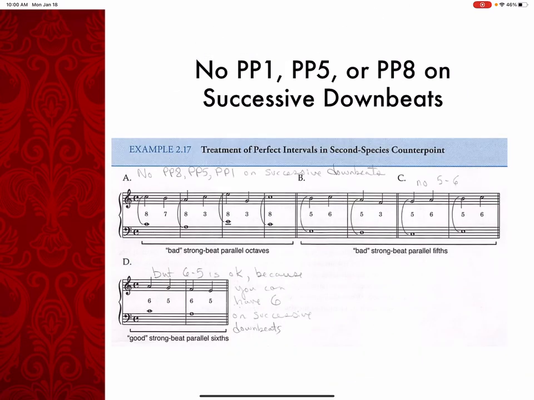Now, just as in first species, you cannot have PP1s, PP5s, or PP8s on successive downbeats. They are too strong. So in first species, letter A would sound like this, because he would just be playing the first pitches of every bar. Well, my friends, there is no counterpoint if you're just playing octaves.